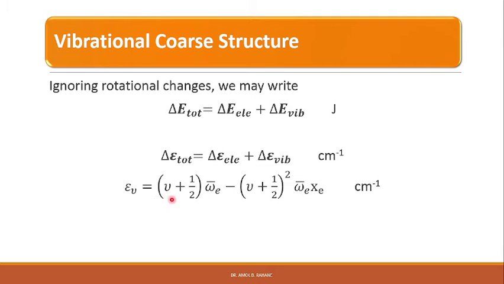In this equation, the first term corresponds to the harmonic oscillator, right? And the second term is added due to the anharmonic nature of the diatomic molecule, right? So this omega e bar is an equilibrium oscillation frequency of the anharmonic system, right? And xe is the corresponding anharmonicity constant, right? So this term is added.